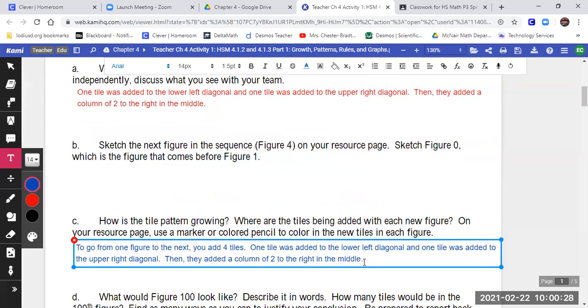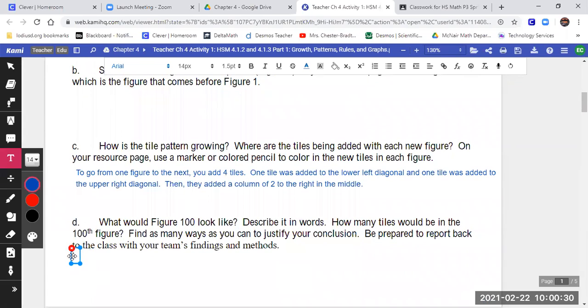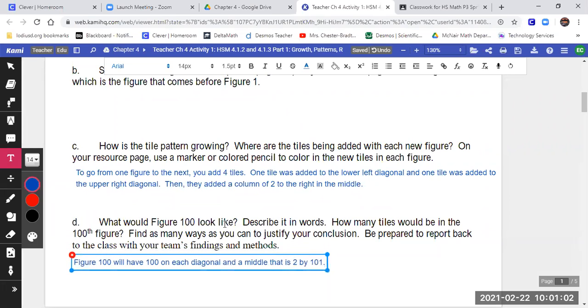Okay. So we should say what it is. Figure 100 will have 100 on each diagonal and a middle that is 2 by 101. Okay, we answered that first part. What will it look like? How many tiles did we say it will have?